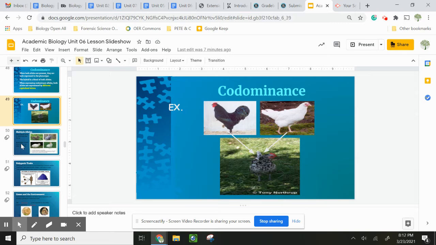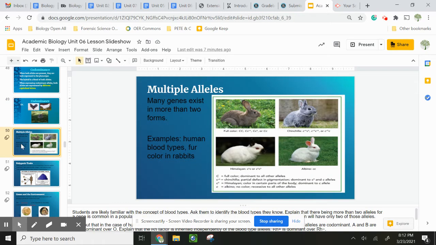All right. Multiple alleles. You see this a lot. You see it in human blood type, fur color. It's where you have genes that exist in more than two forms. Up until this point, we've been talking about Mendelian genetics because Gregor studied those either-or characteristics in pea plants, and not everything is that convenient.